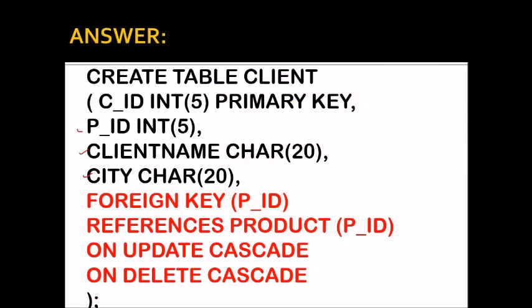Then foreign key. This is how foreign key will be defined. Foreign key, this column, references the parent table PID. On delete cascade, on update cascade. So on delete cascade, on update cascade means if anything is changed in the parent table, it will be reflected back in the child table, and if anything is deleted in the parent table, it will be reflected back in the child table.